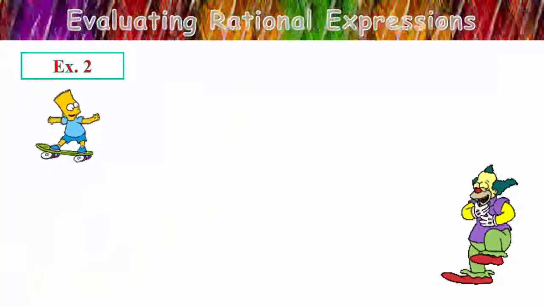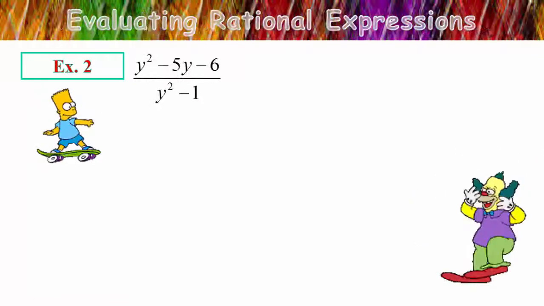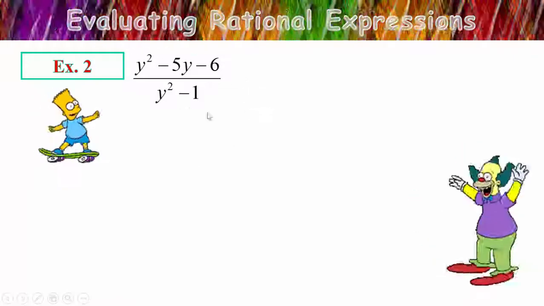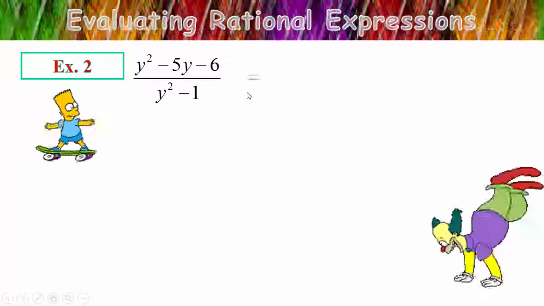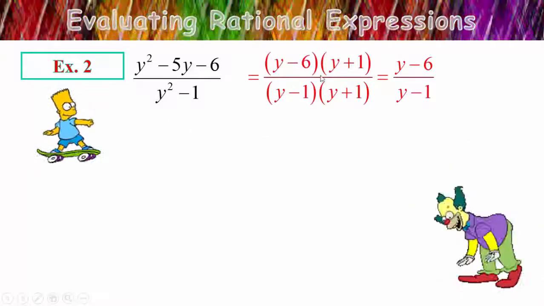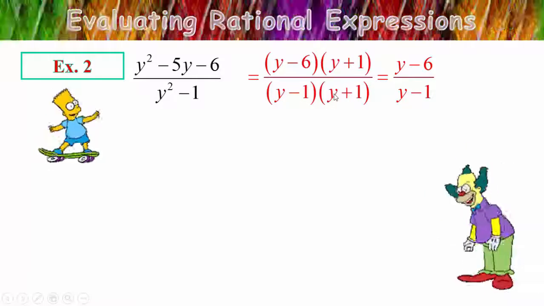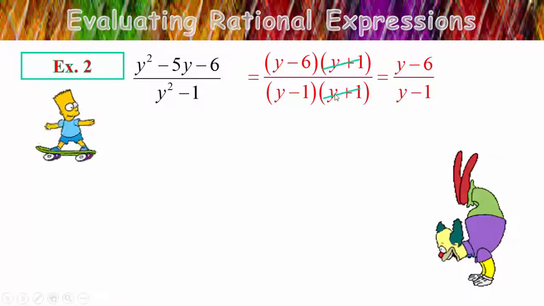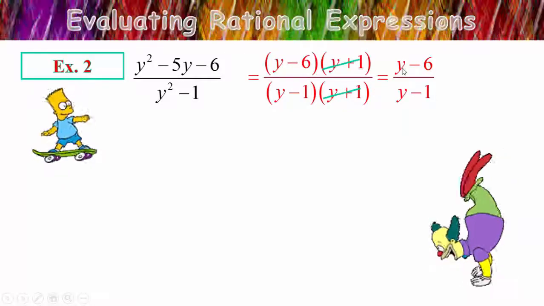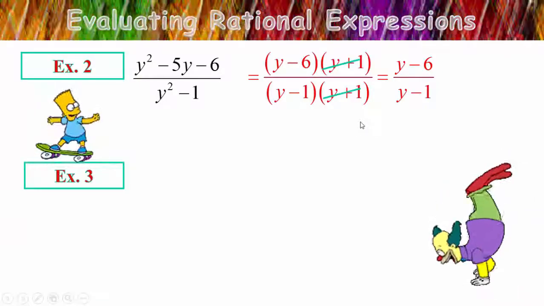So let's look at example number 2. Here we have this expression, and we're going to factor the top part, and we're going to factor the bottom part, which is the difference of two squares. And we see the y plus 1 and the y plus 1 cancel, so we can get a y minus 6.